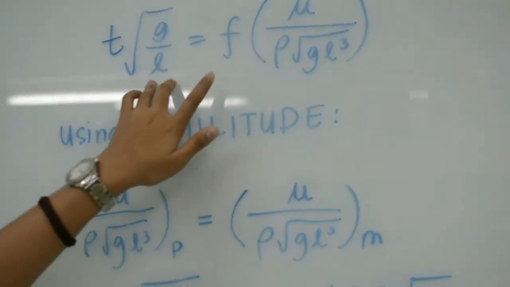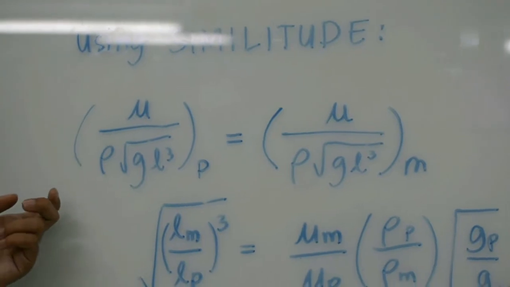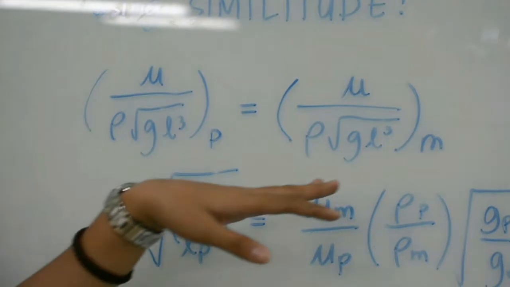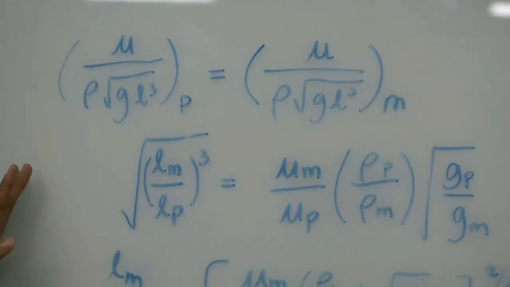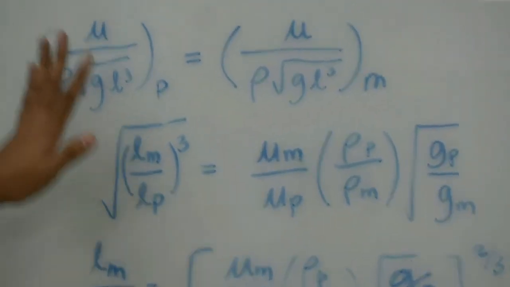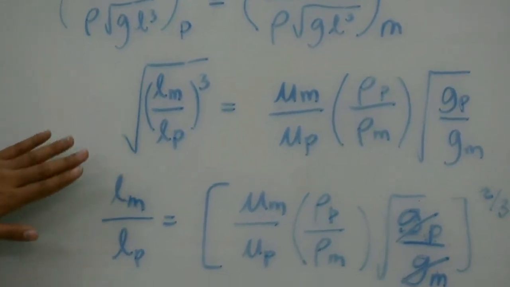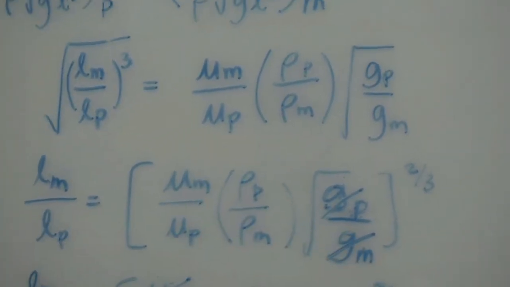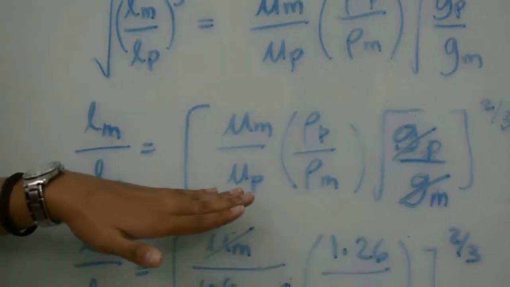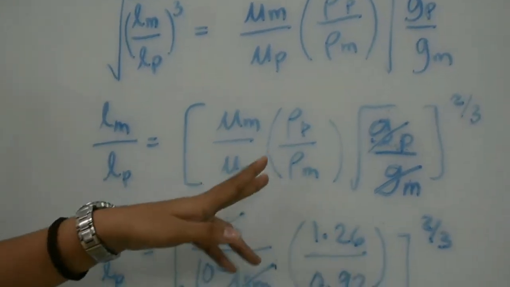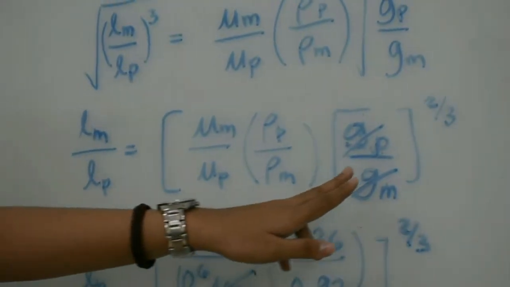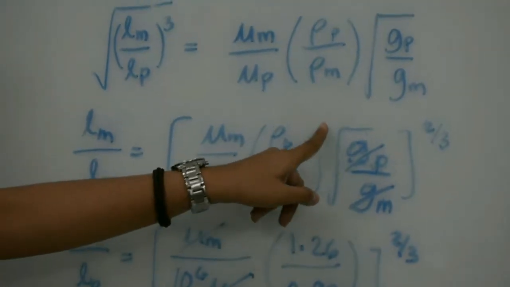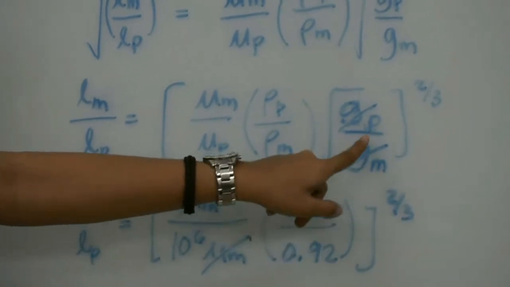Value para nani. To solve for the length, equate the same expression for the prototype and for the model using the second pi group. So, simplifying, kailangan ka makakuha o equation na L over LP in terms of what? So, nakakuha ka ni UM over UP, rho P over PM times GP over GM. So, since sa Earth Roman siya, so same ra ang sa prototype sa model na G. So, pwede na ka na siya i-cancel.